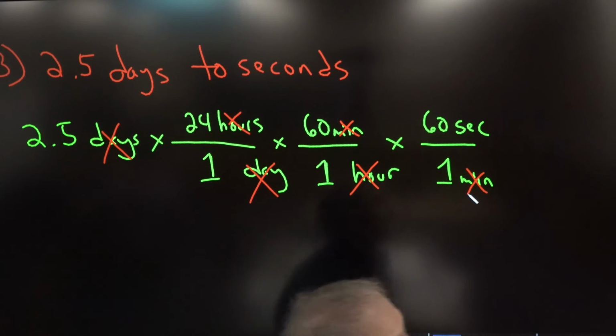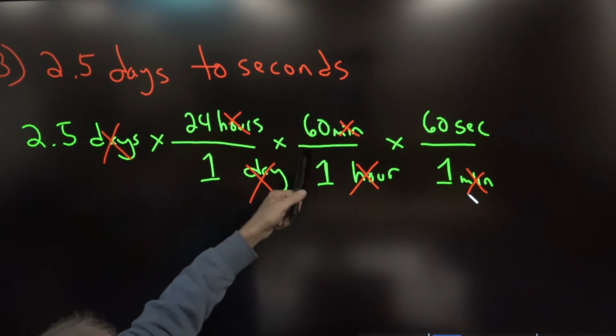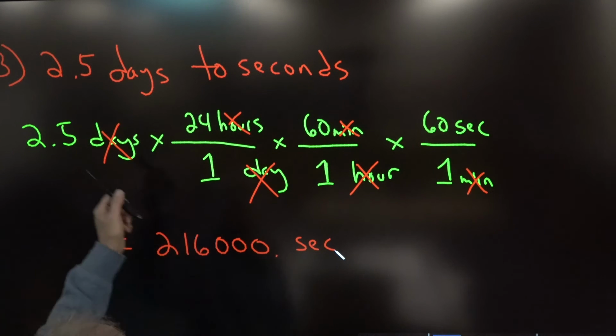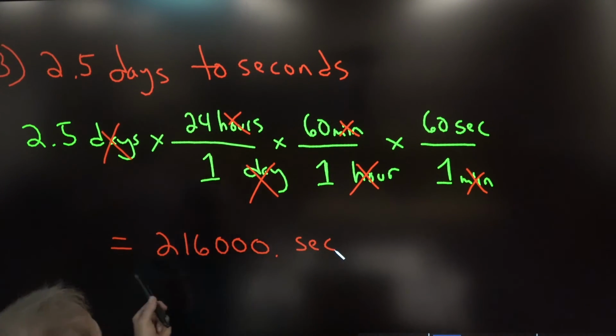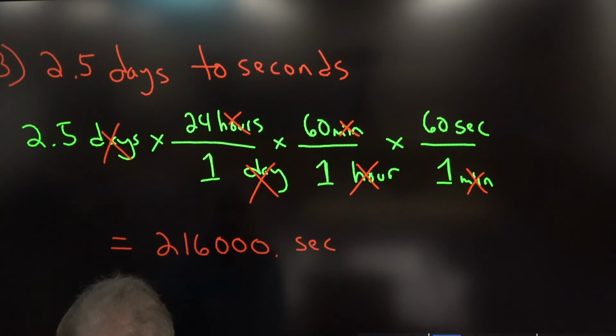So we'd have to get our calculator. So that would be 2.5 times 24 times 60 times 60. So after putting these numbers, 2.5 times 24 times 60 times 60 in the calculator, we come up with this number. So that's 216,000. And now we've got to put that in scientific notation. So now it looks like this.